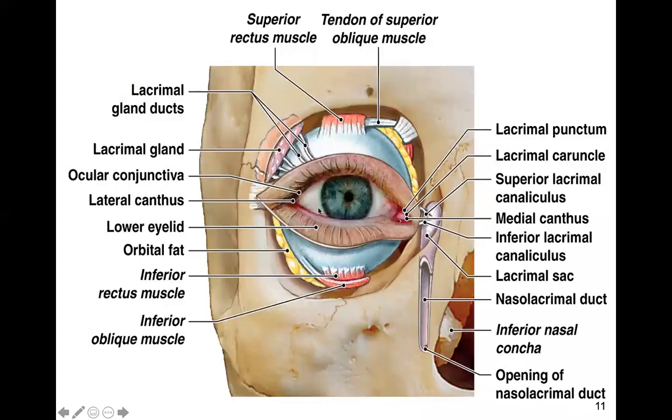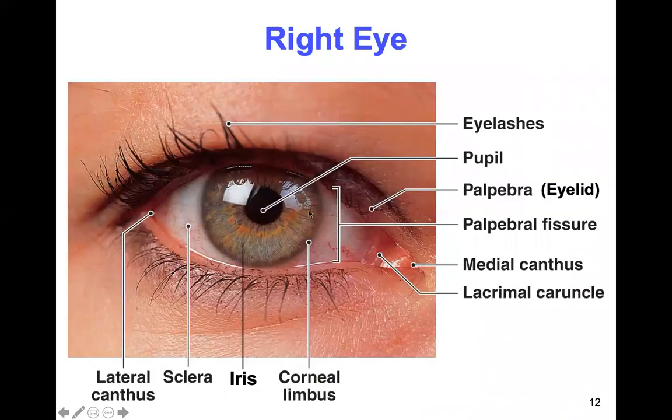Okay, let's look at the eye and look at some of the major parts of the eye that you should be familiar with. The black central part is known as the pupil. The colored portion, some people have blue eyes, some people have brown eyes, some people have green eyes, that is the iris. The sclera is the white portion out here. The cornea, I'll show you from a different view.